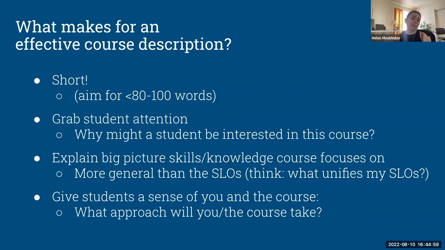Then I talk about the big picture skills or knowledge the course focuses on. So this is one step up from your SLOs. Think what unifies your SLOs and put that in the course description. And then finally, give students a sense of you and of the course. What kind of approach will you take in the course? Will it be heavy on active learning? Will it be heavy on group work, et cetera? So what can a student who enrolls in your course expect? Okay, so that's my general advice. Let's look at some examples.